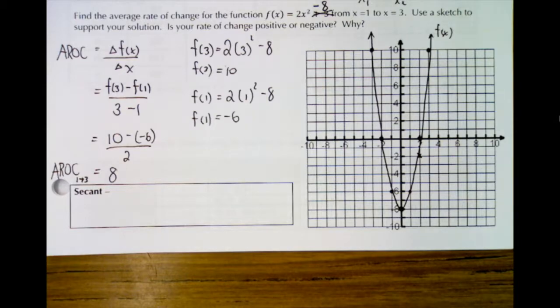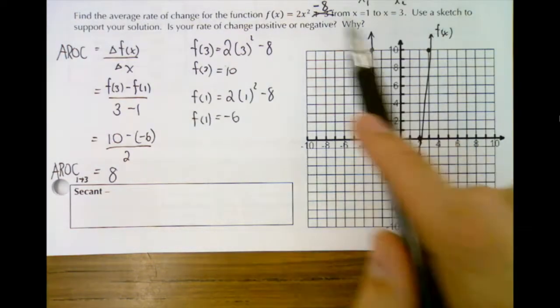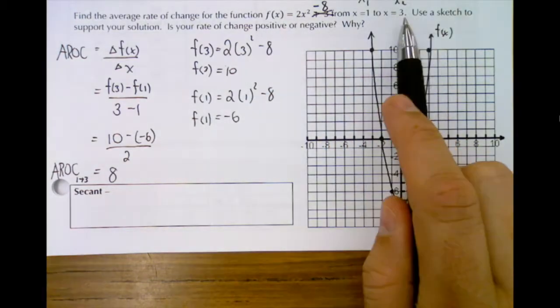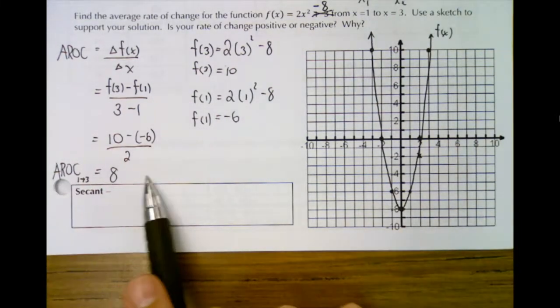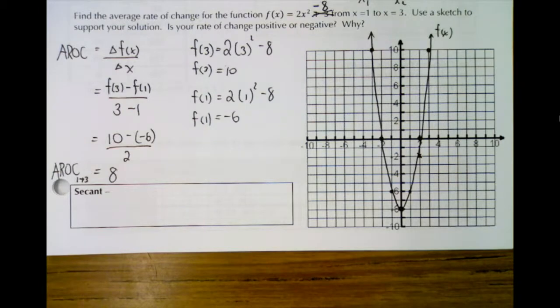8 what? Well, there's no units here. We don't have units for f of x. We don't have units for x. So you could say it's units per unit if you don't have units, but if it is indeed unitless, you can stick with unitless. You don't have to include units.